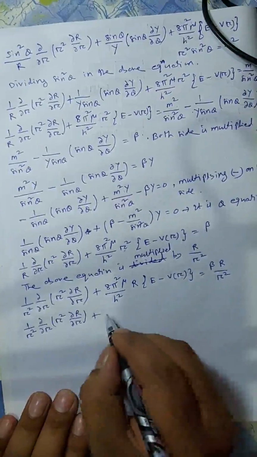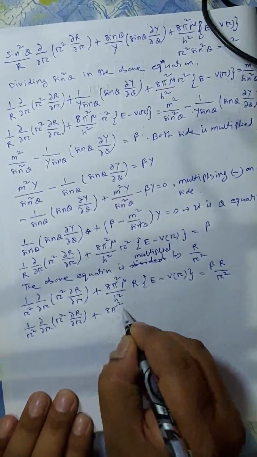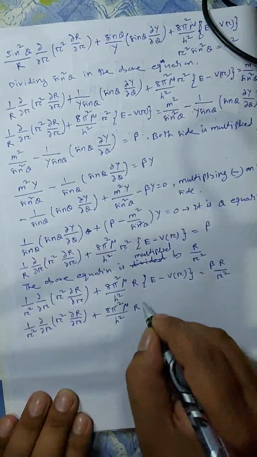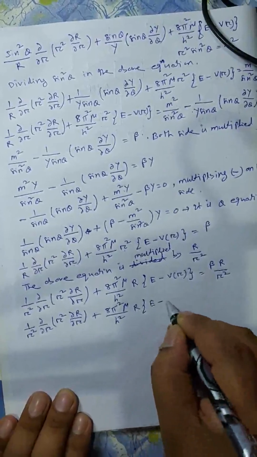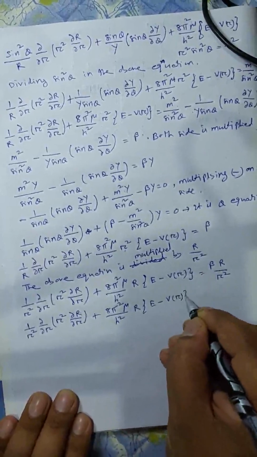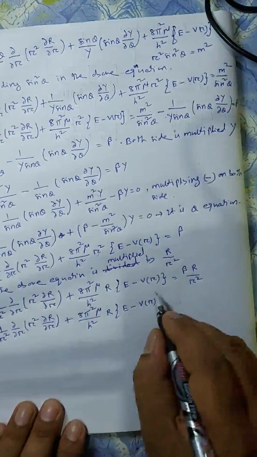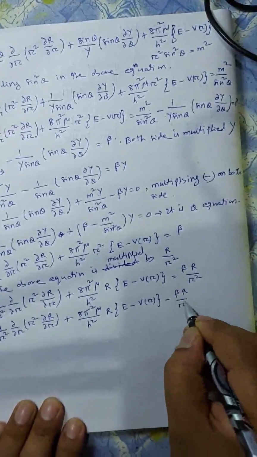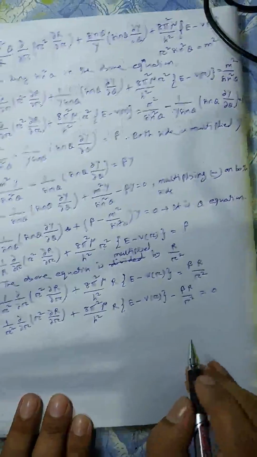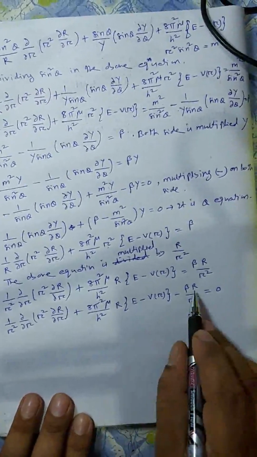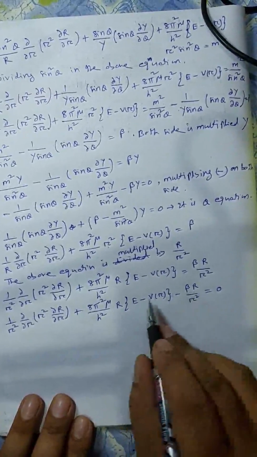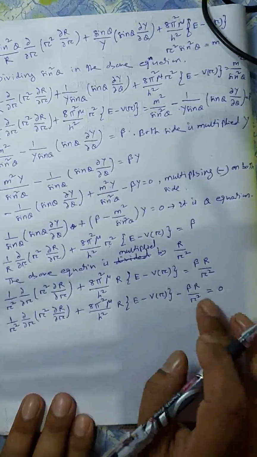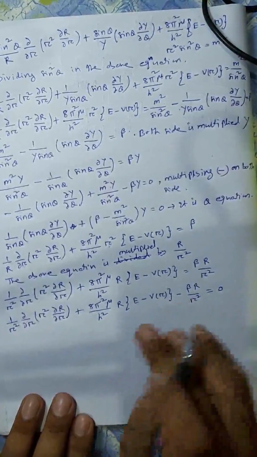We take this one to this side: 8 pi r square mu by h bar square, R bracket E minus V(r) bracket N. This one to the left hand side: minus beta R by R square is equal to 0. From these two you take capital R common, or you can keep it like this. If you take capital R common, this will come to this one, okay, or you keep it like this.